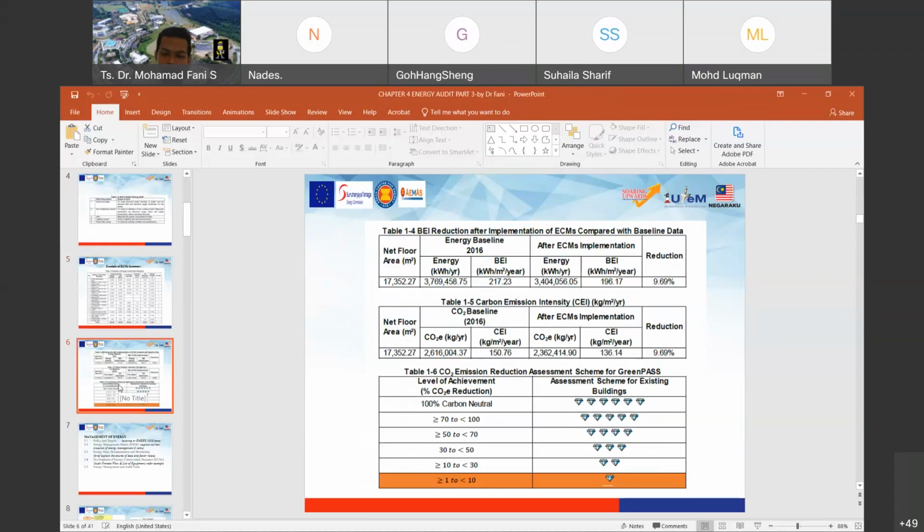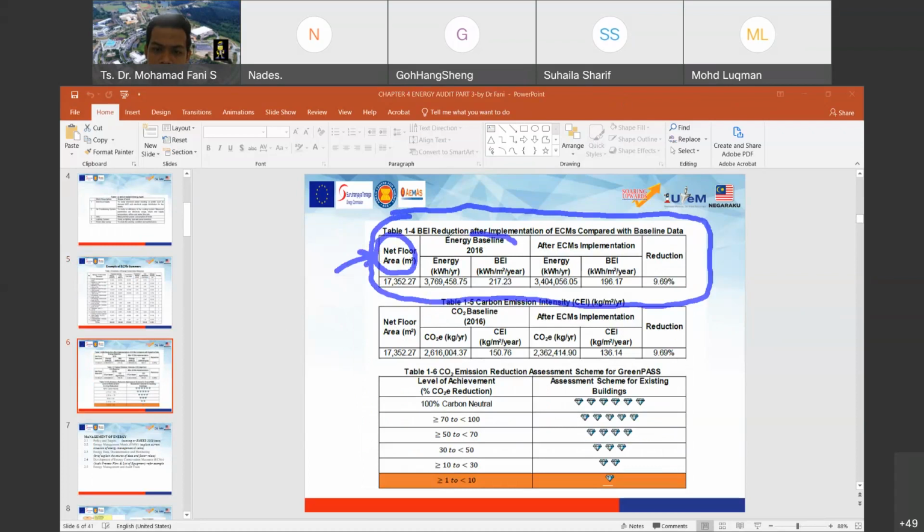And under the executive summary for the energy audit report, the summary should cover the net floor area, the factor related, and the energy baseline. You can also put a forecasting value after the ECM implementation, so the energy after the ECM, if all the ECMs have been implemented.